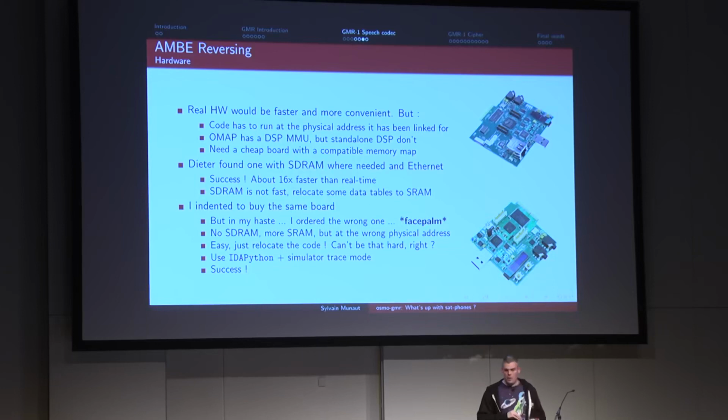I somehow ended up clicking on the wrong button at the iStore or something, and when the board arrived, I didn't have the right one. And at that point, of course, I had two choices. I could just order the same board and just wait one more week, or I could try to run the code on it anyway. Now, the second board didn't have Ethernet, it had USB, but most importantly, it didn't have any SDRAM at all. It only had internal SRAM, and unfortunately, not at the right address.